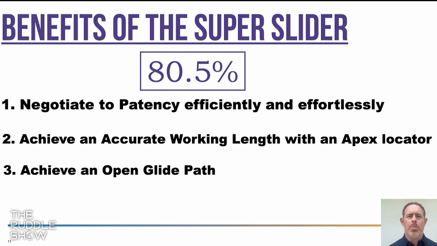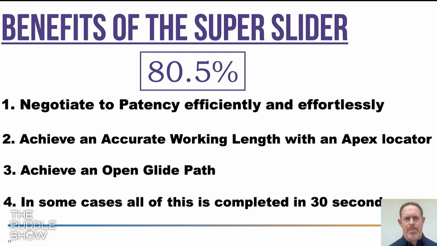Third, it'll cut a nice open glide path. Okay, so you'll be able to negotiate a patency, achieve an accurate working length, and achieve an open glide path in seconds. Sometimes on a simple to medium difficult case, I can do this in 3 canals in less than 30 seconds. And it just makes your life easy. It's simple because you're able to get a nice quick working length, cut an open glide path, and you negotiate it down, you get a nice working length, and you cut an open glide path. And then you're ready to shape.